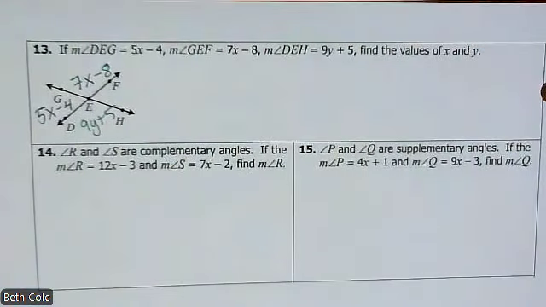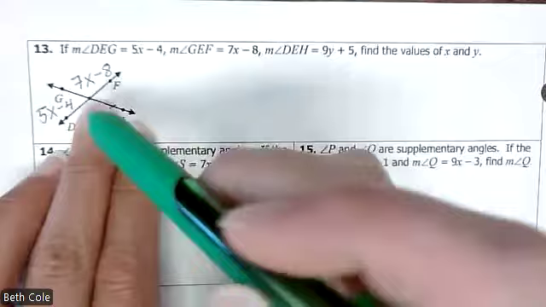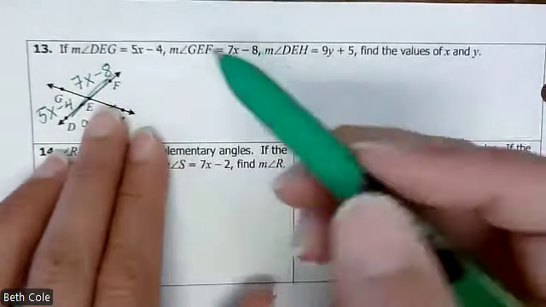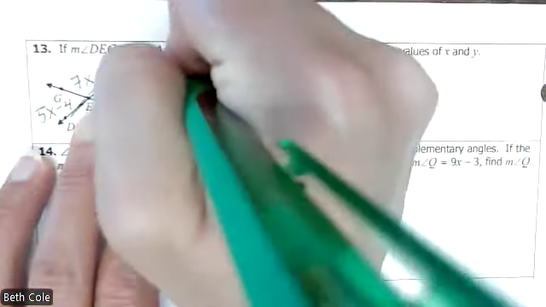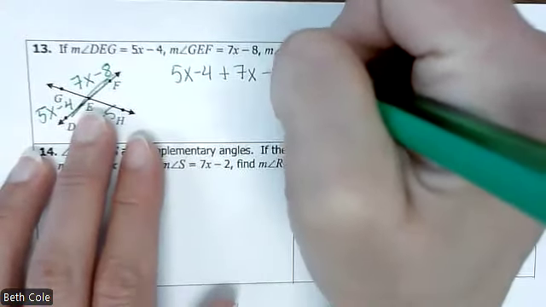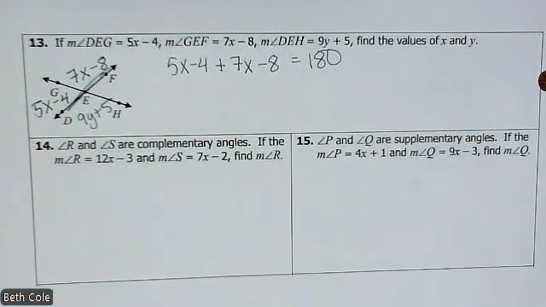So listen, when you go to set up a problem, you can't have both an x and a y because you don't know what either of them is and it won't be solvable, okay? So we're going to have to set up an equation just with the x's. Look where I'm pointing. Do you see how this and this make a straight line? 180, okay? So you're going to take 5x minus 4 plus 7x minus 8 equals 180. Again, in geometry next year, if you're not sure, pick 90 or 180.